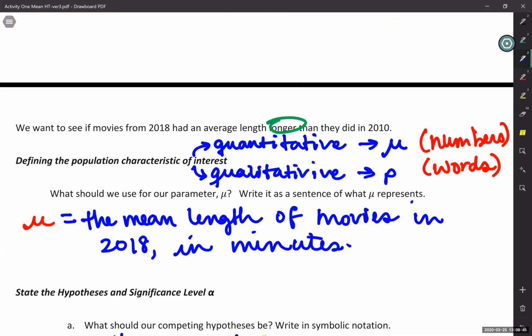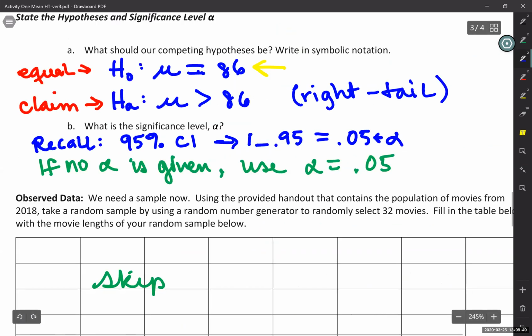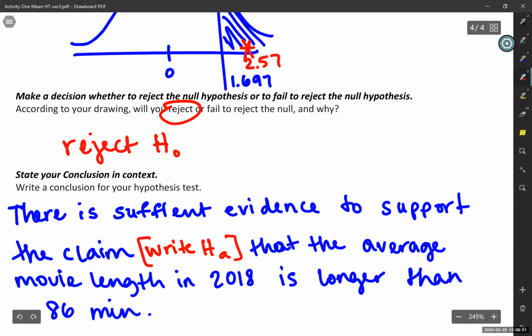So again, I don't care which words you use. But what's going to go on in the question is, this is how you reject the null: by rejecting the null, there's enough evidence to support the claim. And the claim is the alternative. So if you fail to reject, and we will get into that in another example in another video, if you fail to reject, then there is not sufficient evidence to support the claim.